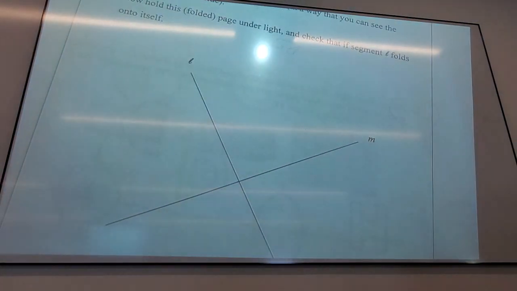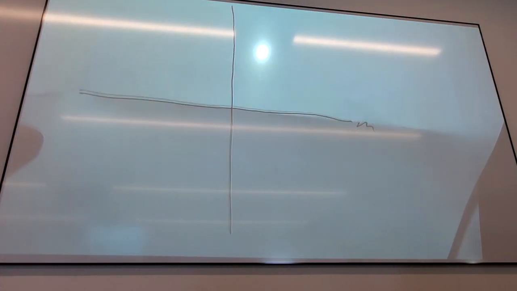This one was a little hard, so I redrew it. I just drew it on this, so let me see if I can get this to work. I put this like this. I think this should work, roughly. If you fold this along M, so I got M right on the edge here, and then look through, if I move it a little bit, I can see the line underneath.